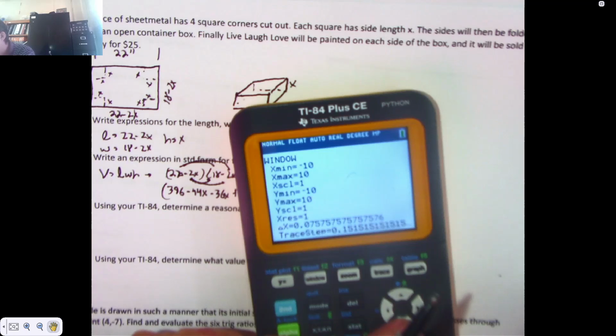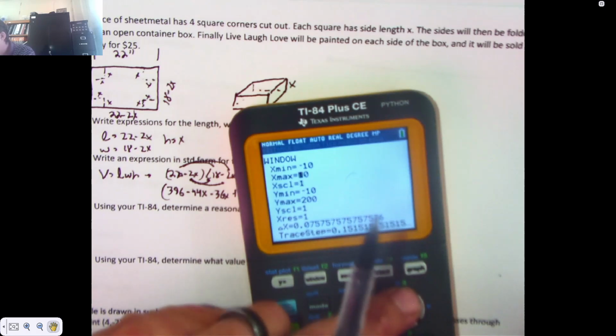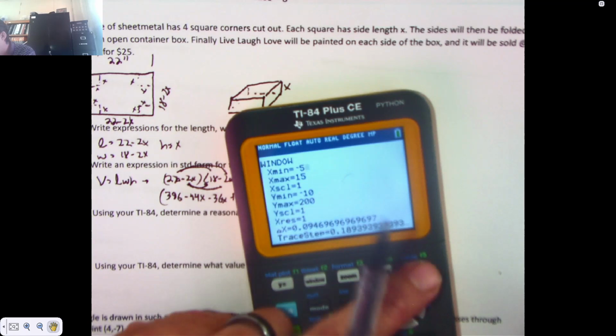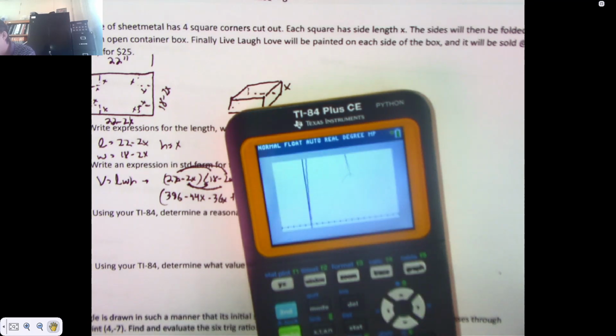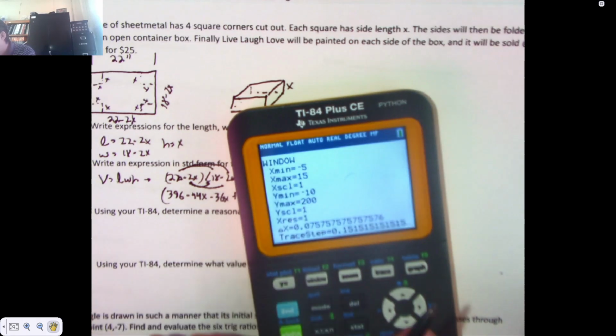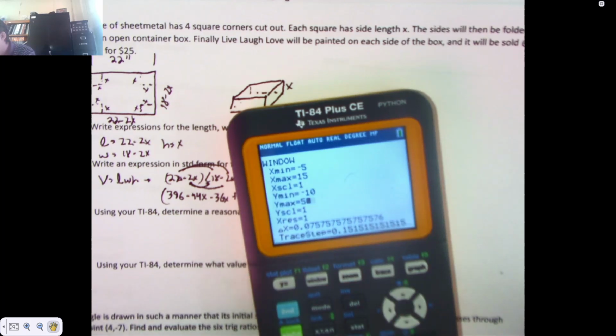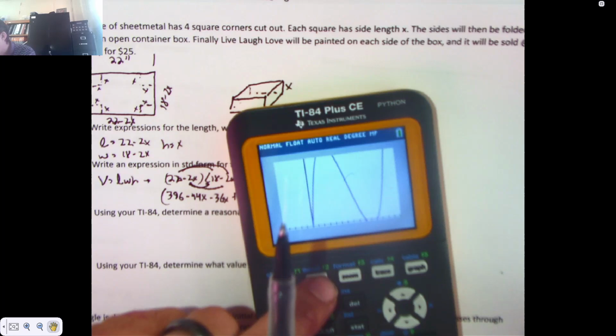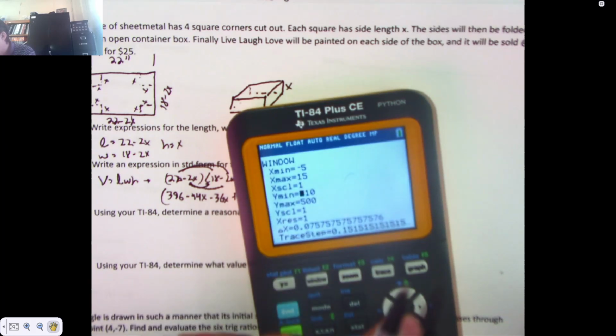I'm going to play with the window here so we can see more. Well, let's set the y max to be something like 200. We'll go out about 15 units. Go back negative 5. Look at the graph. Still going to go higher. Set the y max to be 500. Oh. Let's try 800.